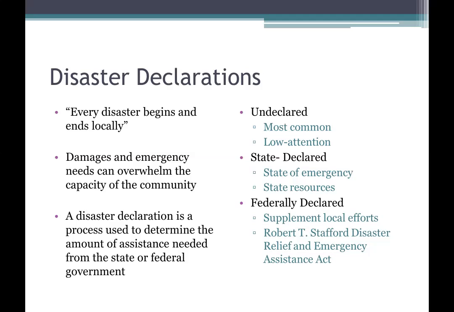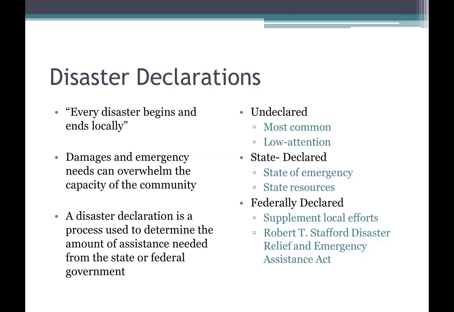Now, a state-declared disaster happens when meeting the needs of the community goes beyond the local community's capacity to respond. The governor must declare a state of emergency, which provides the state assistance and resources to be allocated to the disaster. And just as with undeclared disasters, you'll have a state VOAD and local COADs involved as well.